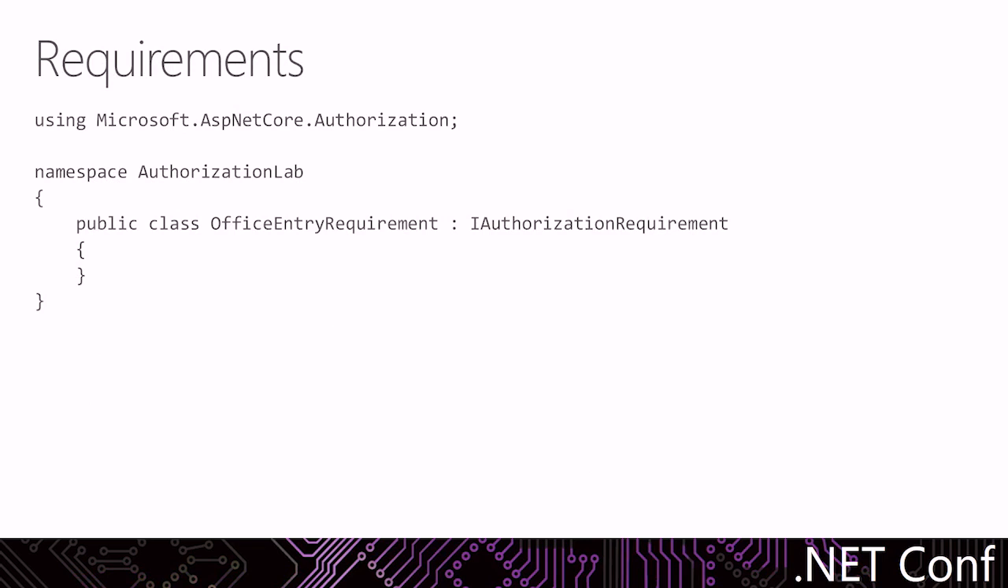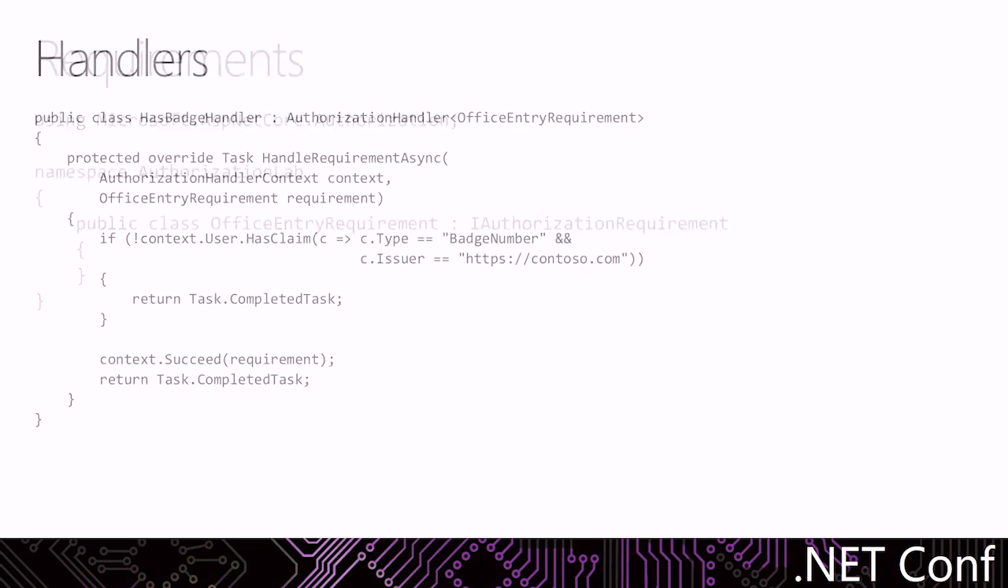Here is a simple authorization requirement. Nothing. Nice and simple. Marker interface. Here is our handler, an authorization handler for the office entry requirement. I'm going to implement HandleRequirementAsync. I get my context in. My user is on a context. And then I have the requirement that I'm being asked to fulfill.